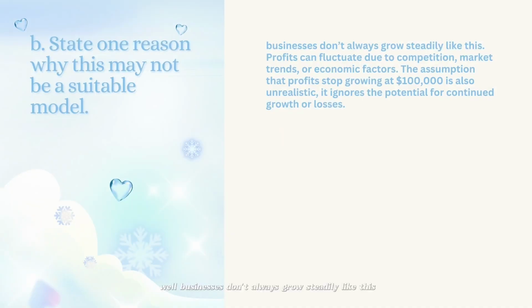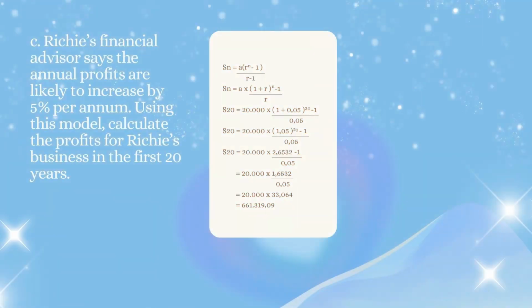Why might this model be unsuitable? Well, businesses don't always grow steadily like this. Profits can fluctuate due to competition, market trends, or economic factors. The assumption that profits stop growing at $100,000 is also unrealistic. It ignores the potential for continued growth or losses.